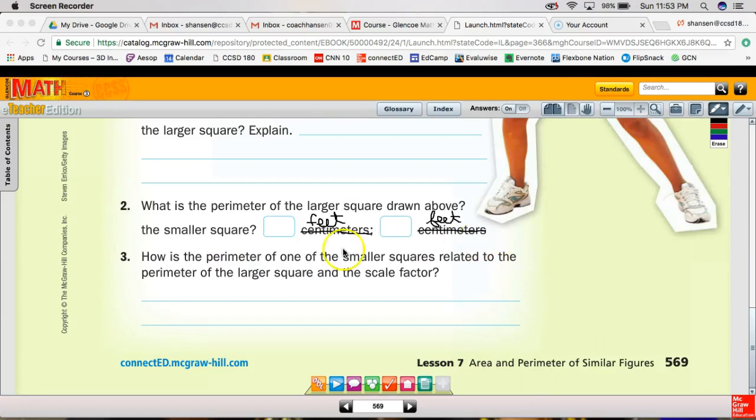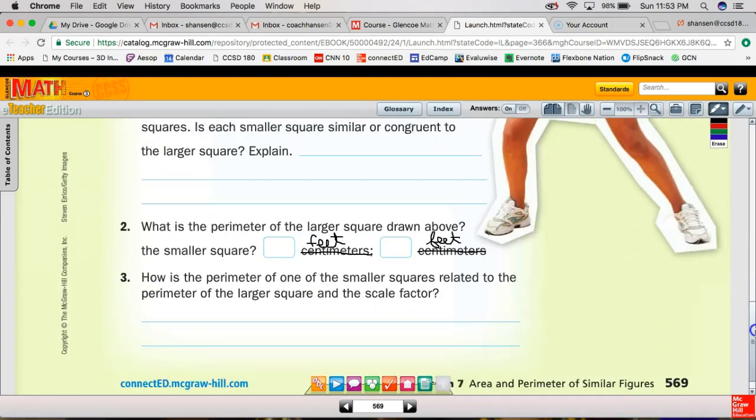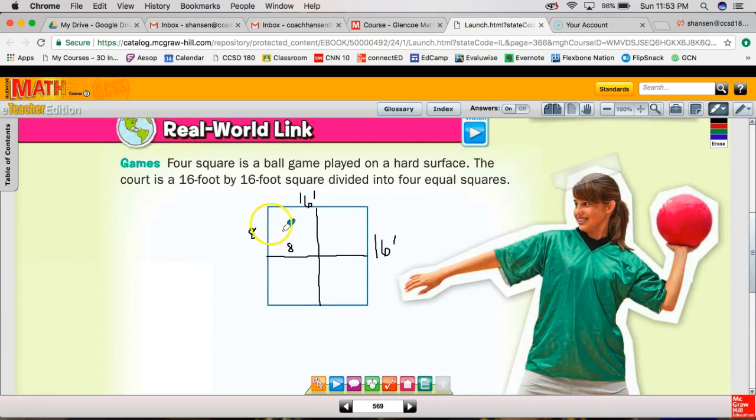Okay, next part. I kind of read through this a little bit, and as it happens oftentimes, the book really confuses me sometimes, so I can only imagine how much it confuses students. It says, what is the perimeter of the larger square drawn above and the smaller square? And then it gives it in centimeters. But we just said that the thing was in feet. So what I think they wanted to do, because they don't give you any directions here, is maybe they wanted you to measure this with a centimeter ruler, but that's kind of silly. So why don't we just use the feet dimensions that are already there?